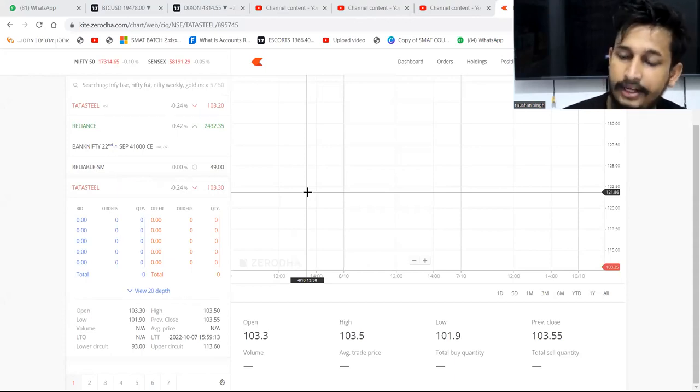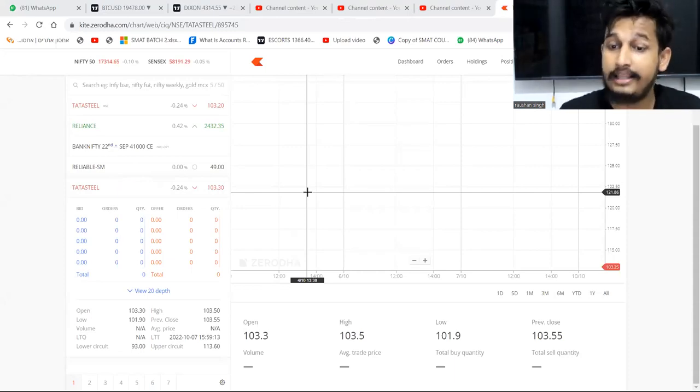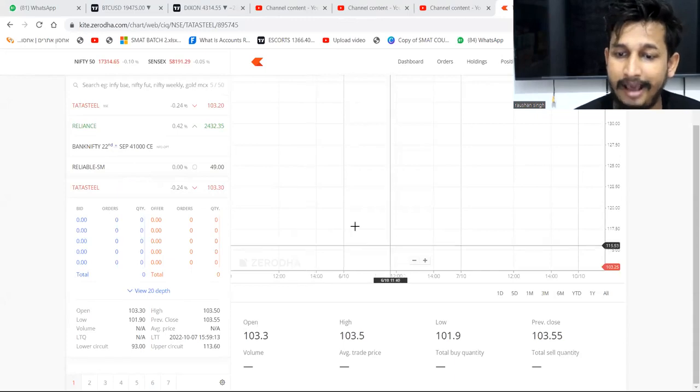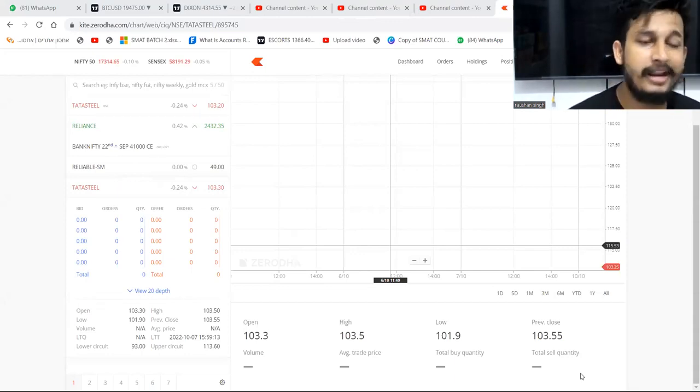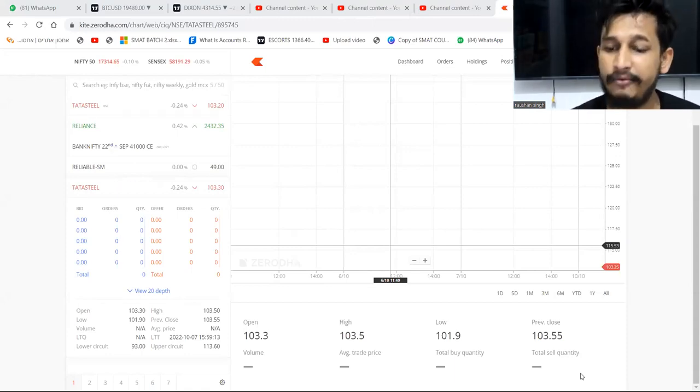You won't get a notification that this stock has hit the lower circuit. Nobody will say, Rohan, please check this stock has hit the lower circuit or upper circuit. No, right? It won't happen like this. There are many stocks, at least hundreds of stocks, hitting lower circuit or upper circuit on a daily basis. The exchange will not give you any kind of notification.